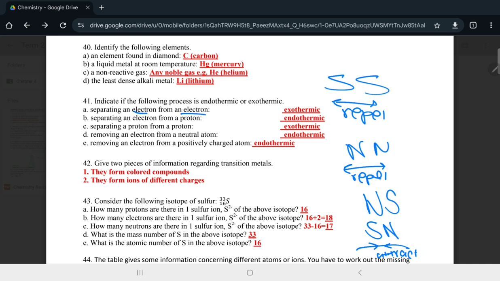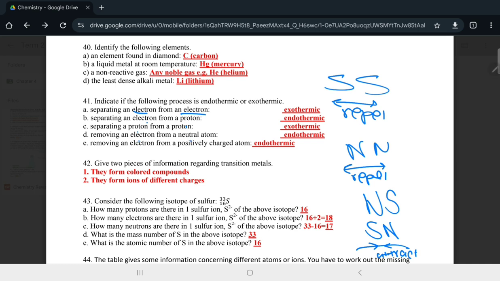So electron and electron, they're both negative, so they will repel. So there's no need to add energy to the system, therefore making it release energy, not absorb energy, so it's exothermic. Separating an electron from a proton, they both have opposite charges. That means that they attract each other, so you need to add energy to the system to separate them. Proton and proton, same charge, they will repel each other, no need to add energy, making it exothermic.